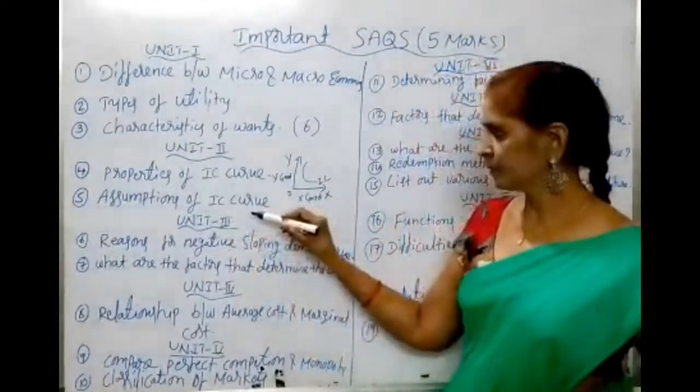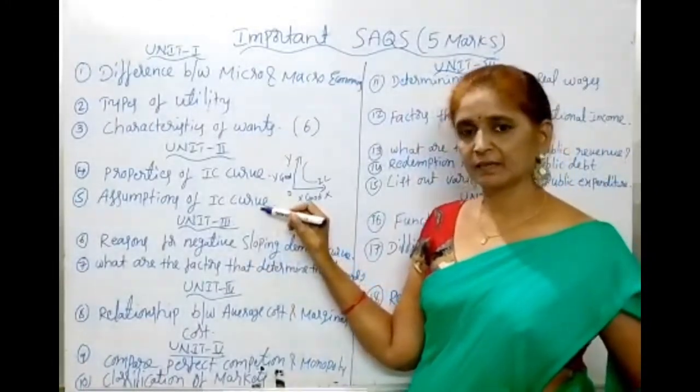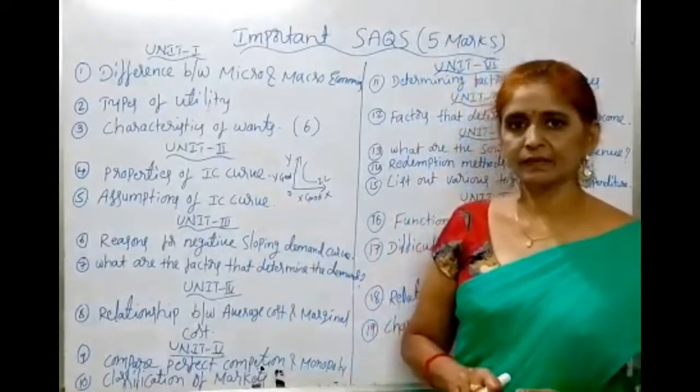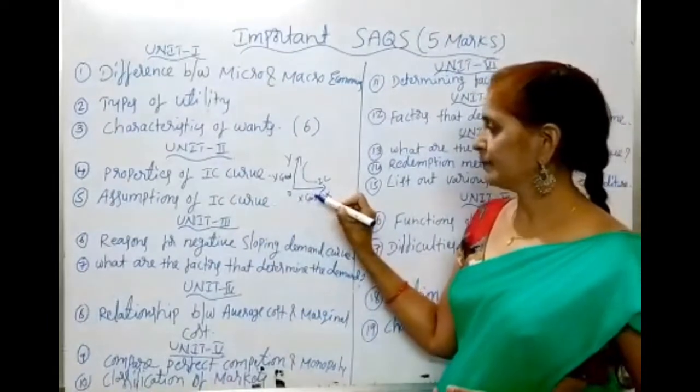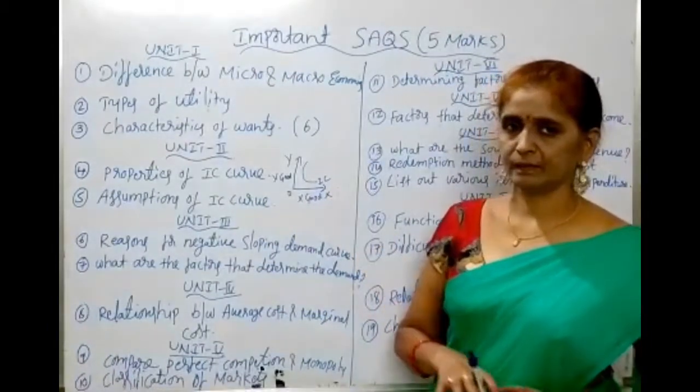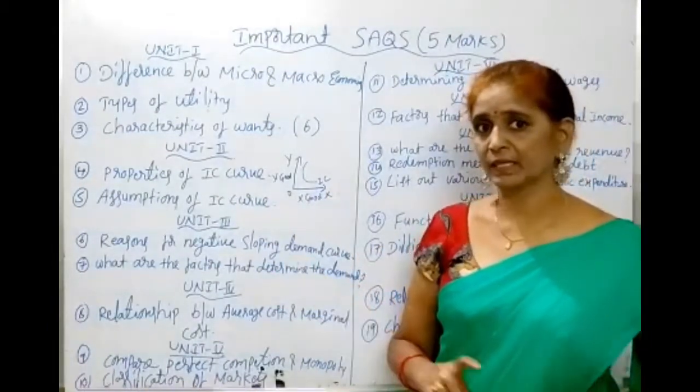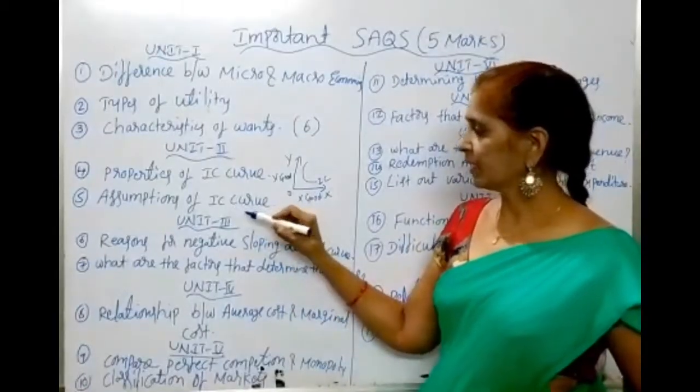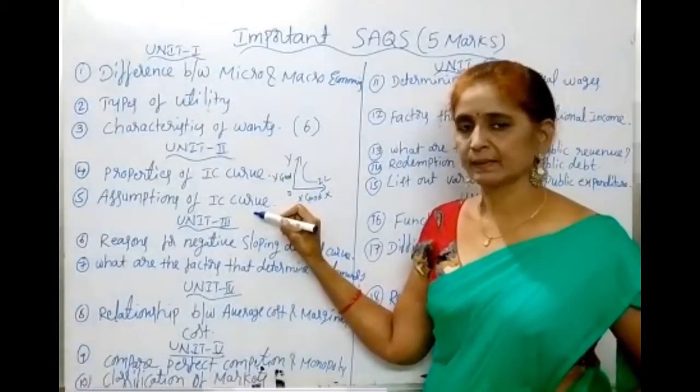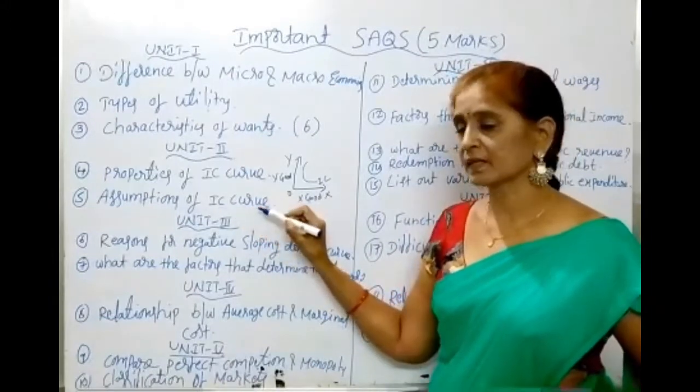And next one, assumptions of the IC curve. As per this answer also, first write the meaning of the IC curve. Next, draw the small diagram. The diagram will be small in size, not too big, children. And later write the assumptions of the IC curve, that is, the indifference curve.